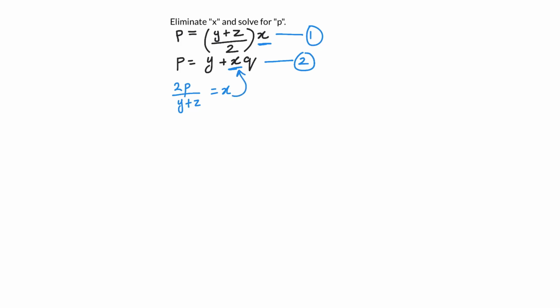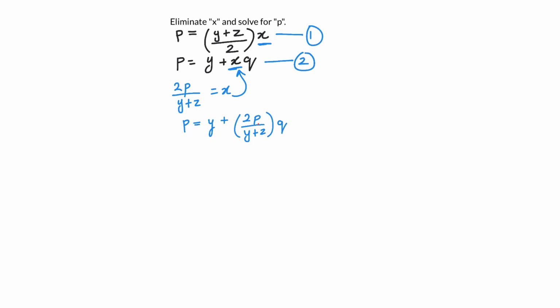Let us do that. So p equals y plus x times q in the second equation. So y plus, instead of x, now we will put the quantity 2p over y plus z times q. We have got an equation that does not contain x here, but now we see that it has p present at two places, here on the left hand side and here on the right hand side. We need to isolate p on one side.